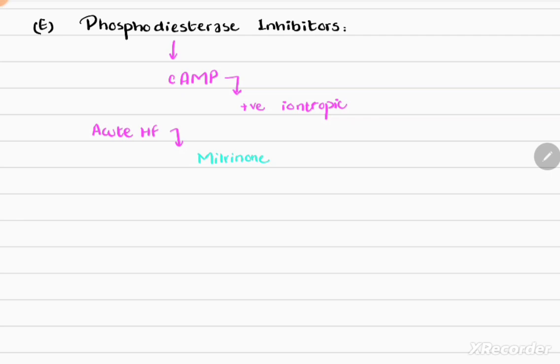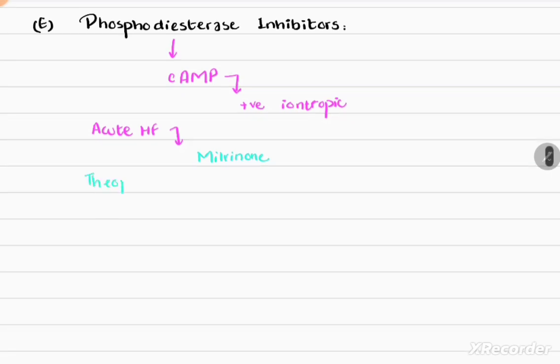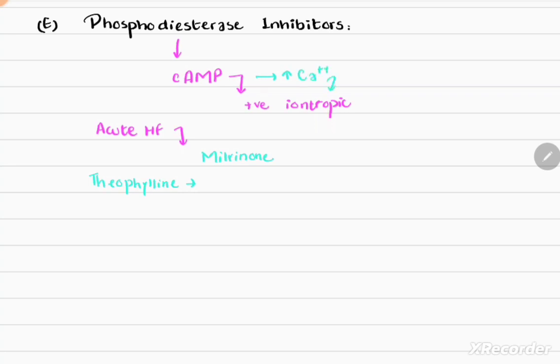There is another drug, theophylline, which is a phosphodiesterase inhibitor, and it was used in the past for the treatment of acute heart failure, but now it is no longer used. And the mechanism is the same, that it will increase the concentration of cAMP. The increase of cAMP causes an increase in the concentration of intracellular calcium, and as a result we see a positive inotropic effect. It can also cause arrhythmia as a toxic effect, but in the setting of acute heart failure, these drugs are used to increase the blood pressure in the body and to increase the cardiac output.